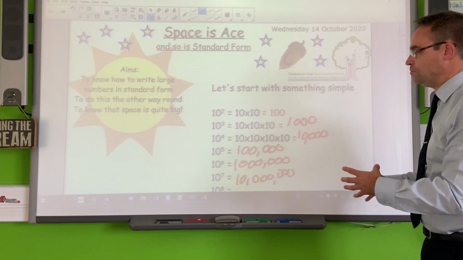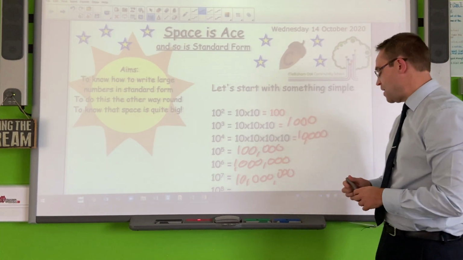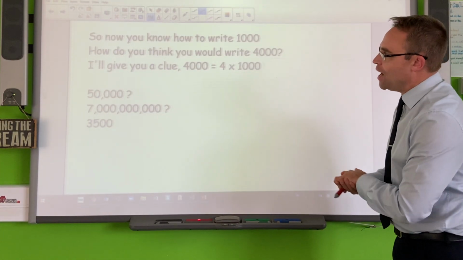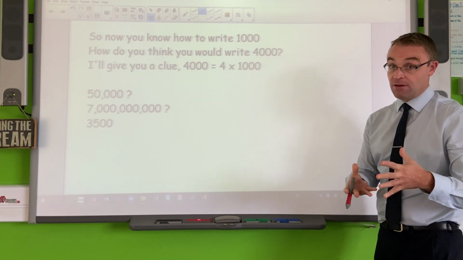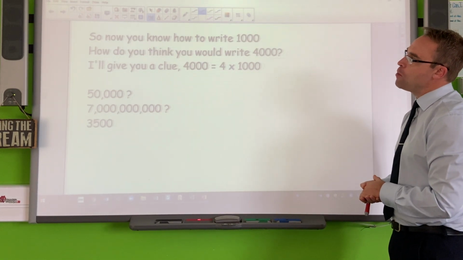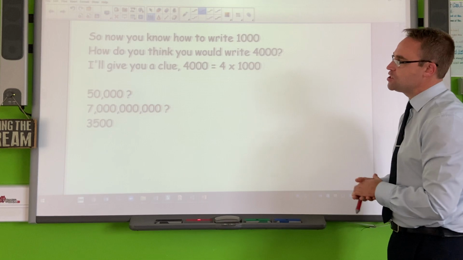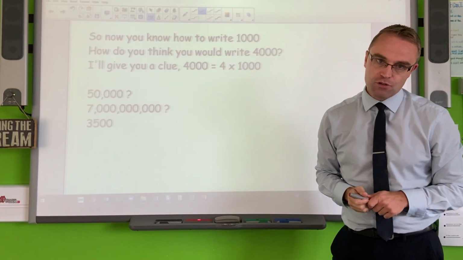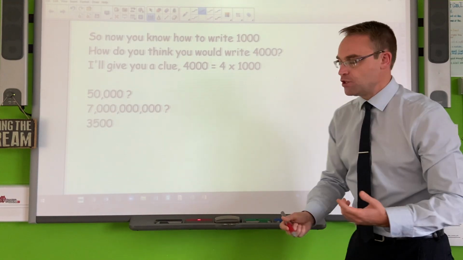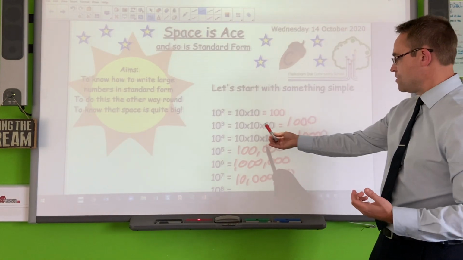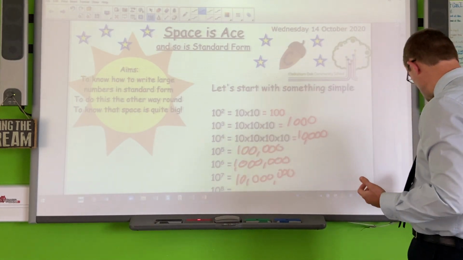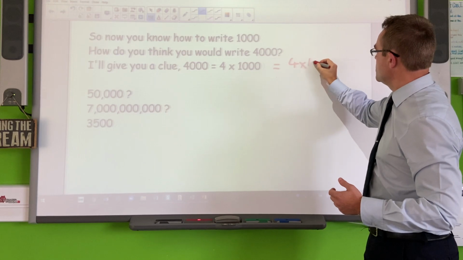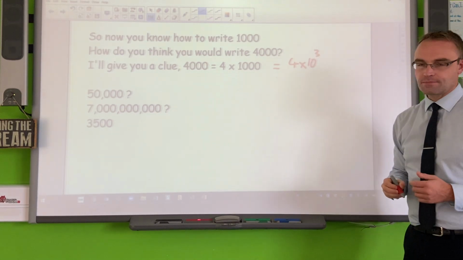Okay, so standard form is going to involve some of these powers of 10. So let's have a little think about it. We now know how we write 1000 as a power of 10. So how might we write 4000? Now you can see I've just split this up. We know that 4000 is 4 lots of 1000. How do you write 1000 as a power of 10? Here it is. So that's going to be 4 times 10 to the power of 3.